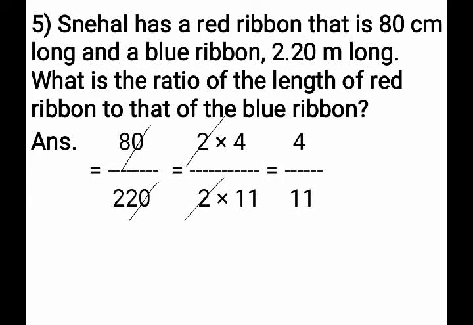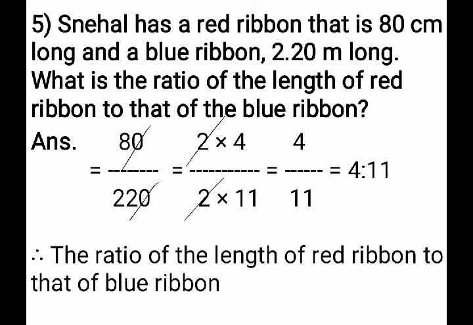4/11. The ratio form of 4/11 is 4:11. Therefore, the ratio of the length of red ribbon to that of blue ribbon is equal to 4:11.